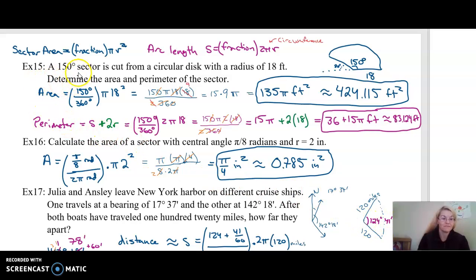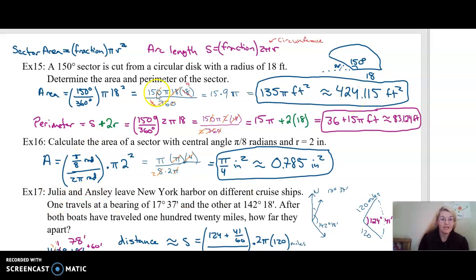So example 15, a 150-degree sector is cut from a circular disc with radius 18 feet. So here's 18 feet is my radius, 150 degrees, well that's 30 more and I'd be at 180, right? So determine the area and perimeter of the sector. So the area, again, is a fraction times the area of your circle. So the fraction is going to be 150 degrees out of 360 degrees total in that circle, times pi r squared. Multiply it out, simplify, you're going to get exactly 135 pi square feet, or approximately 424.115 square feet.